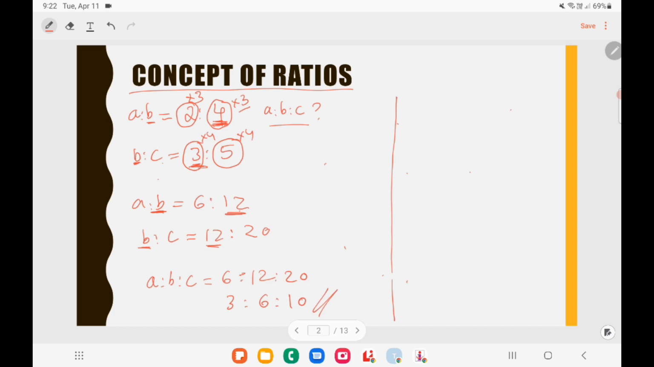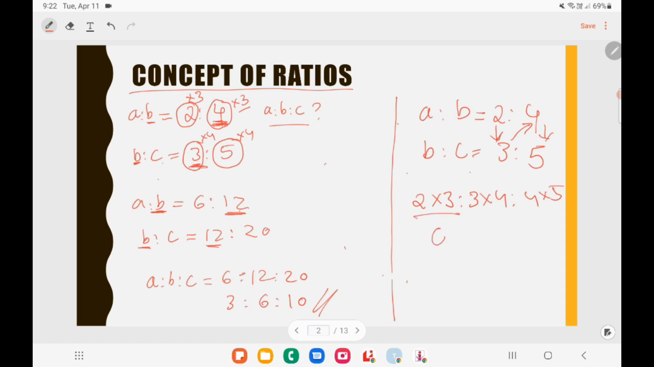So there is another method here. It's actually very easy. Now A is to B is 2 is to 4, and B is to C is 3 is to 5. We need to find out what A is to B is to C is, right? So what you need to do is just multiply like this. 2 into 3, now multiply like this, 3 into 4, now multiply like this, 4 into 5.